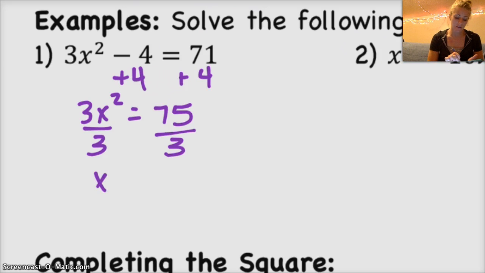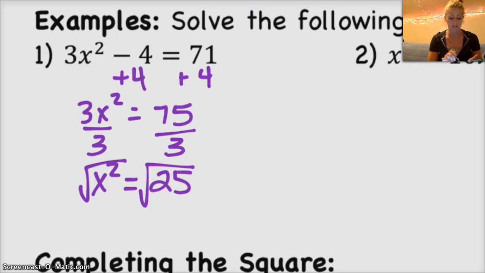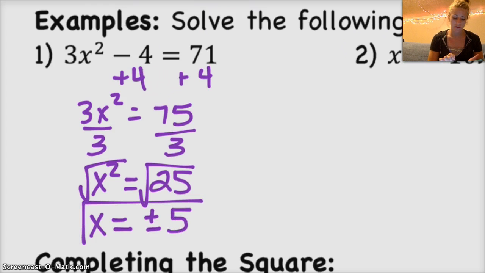Then you get x squared equals 25. Then you can take the square root of both sides, because the square and the square root cancel each other out. You get x equals, because you took the square root, a positive or negative square root of 25, which is just 5. So you get two solutions, positive 5 and negative 5.